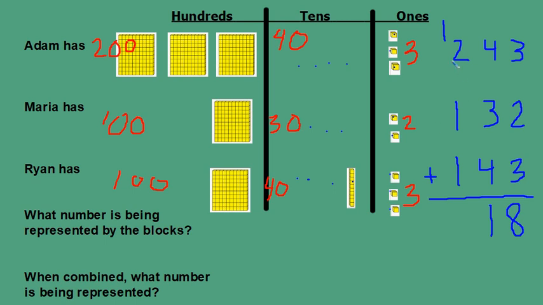Now when I add the hundreds, 1 plus 2 is 3. 3 plus 1 is 4. 4 plus 1 is 5. Let's make sure that there really are 5 flats here. 1, 2, 3, 4, 5. Yep. So when combined, what number is being represented? 518.